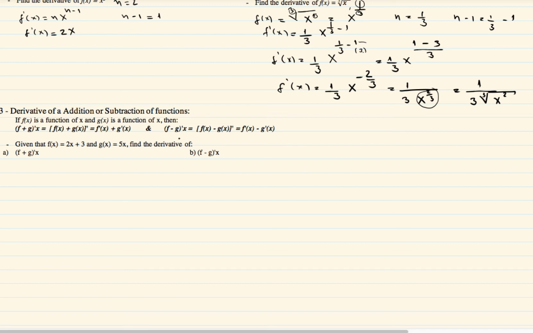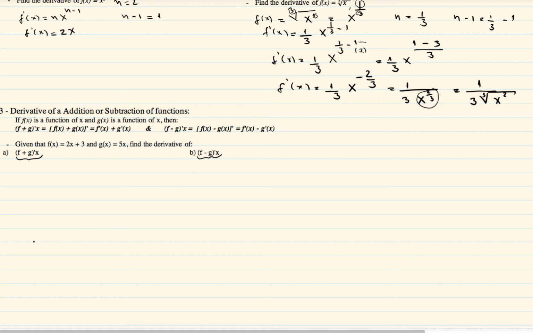The same thing works for the subtraction. We have to find the derivative of individual functions and then subtract as the subtraction is ordered. If it's f of x minus g of x or g of x minus f of x, that is going to dictate how we solve in the order. So look at this. Given that f of x is equal to 2x plus 3 and g of x is equal to 5x, find the derivative of this addition and this subtraction.